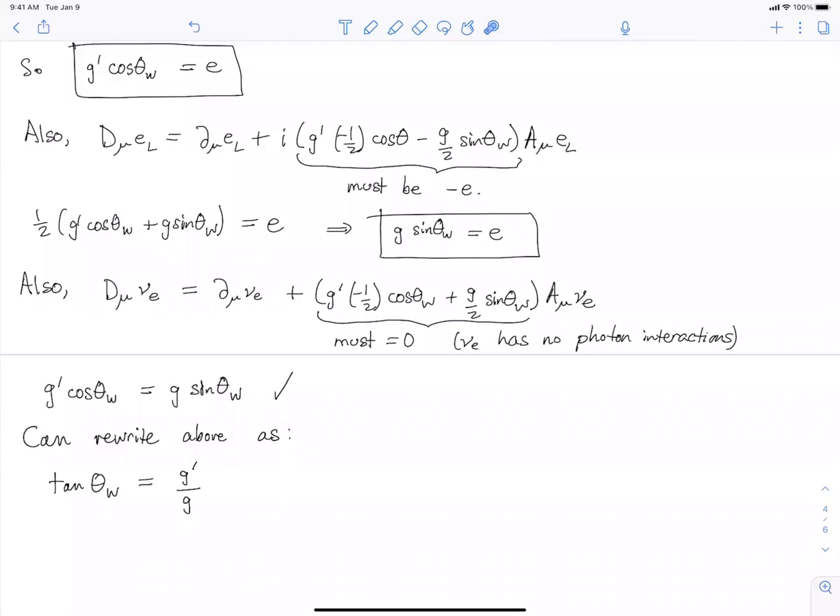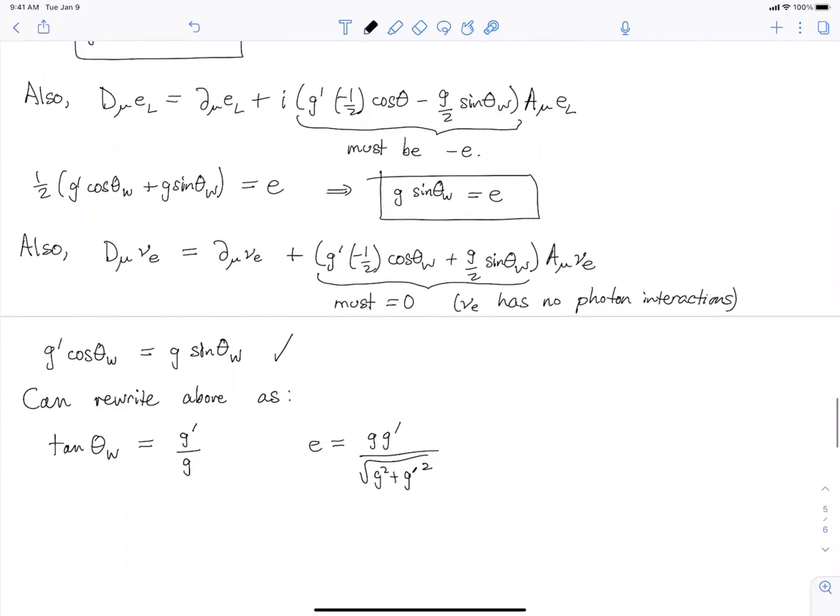Okay, and we get E is equal to, if you solve for E, you get G times G prime over the square root of G squared plus G prime squared. So that's very useful. It tells you that you can't just pick anything for G and G prime. You have to pick them in such a way that you get out the measured value of E, which, remember, is very well determined by the fine structure constant, because E squared over 4 pi is 1 over 137.036 something.